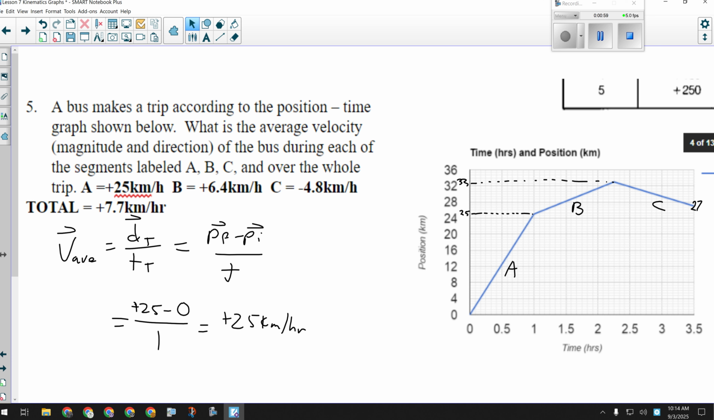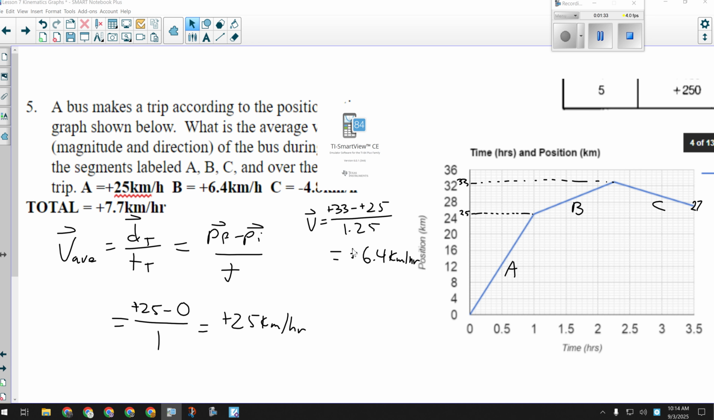And then for the second one, from 25 to 33, you would have done the same thing, except you would have gone positive 33 minus positive 25, and that took 1 1/4 hours, because it ends up right in between these two times, so 1.25. If we do that, we should get positive 6.4 kilometers per hour for that one. Does it make sense that that one is slower, just looking at the graph? Right, it's not as steep. It's quite shallow.